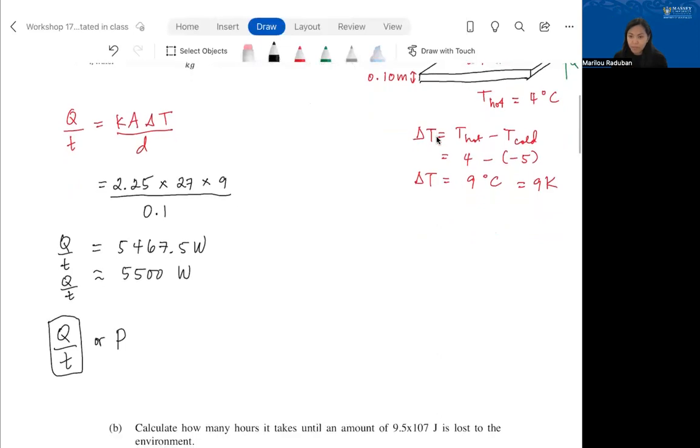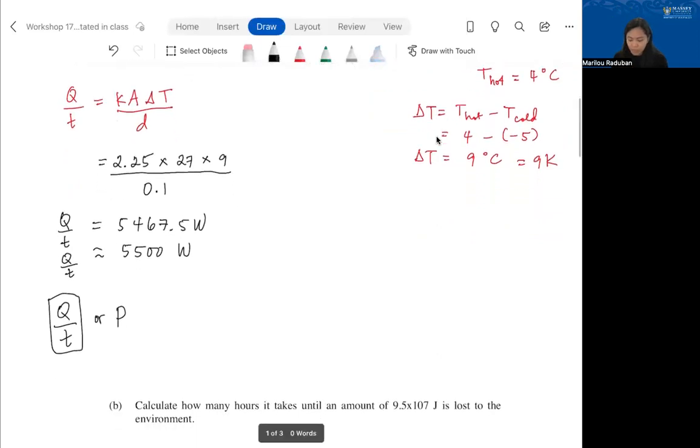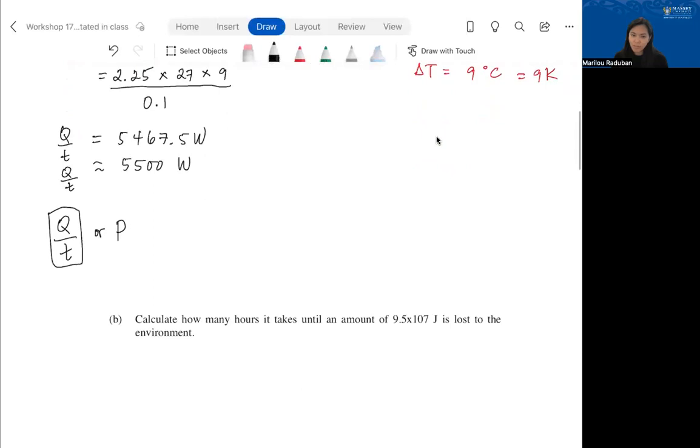Yeah, but you're right that heat transfer rate can be represented as power as well. Cool. All right, so the next question says calculate how many hours, so that's now the time, it takes until an amount of 9.5 times 10 to the 7. So yeah, please correct that. That's 9.5 times 10, exponent 7.